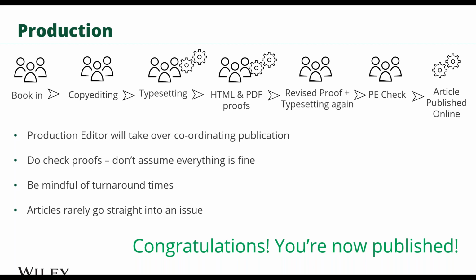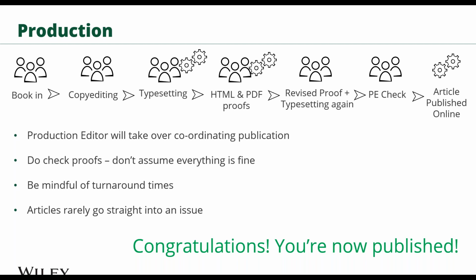So this is a simplified production workflow, and it shows you what happens from the time when your article has been accepted to it being published online. Journals will often have slightly different production workflows, but every journal will include these stages in some form, even if the order is slightly different. So this should at least give you a good idea of what to expect.